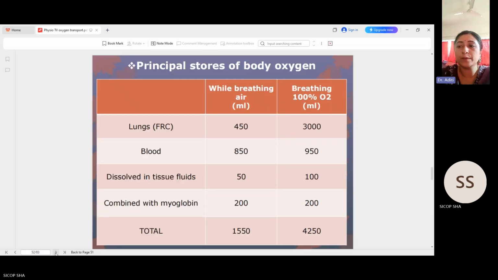Next slide. The principal stores of body oxygen are the lungs, which hold around 450 ml while breathing air and 3000 ml while breathing 100% O2. Next is blood, at 850 and 950. Dissolved in tissue fluids, it is only 50 while breathing normal air and 100 while breathing 100% O2. Combined with myoglobin it is around 200 ml, and while breathing 100% O2 it is 200 again. Next slide.